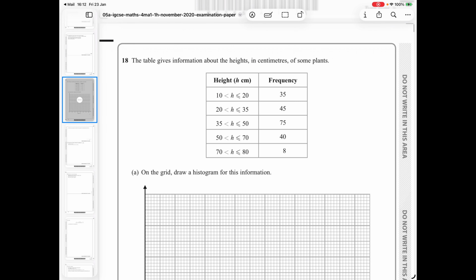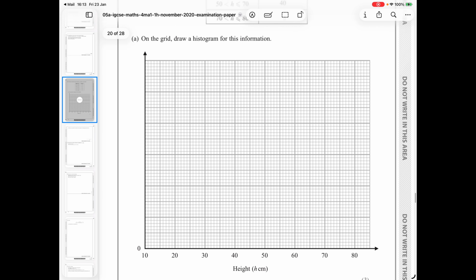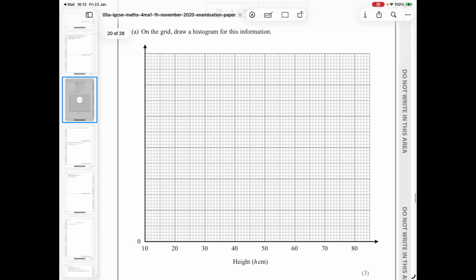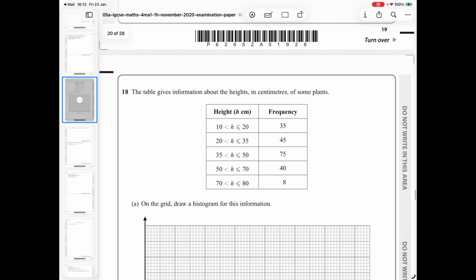We are looking at a histogram table, and the table gives information about the heights in centimetres of some plants. In order to draw a histogram, as you might notice, we don't actually have a scale at the side. So what we need to do is, whatever the bar is, if it's 10 at the bottom and it's 35, the area is 35, so it means the side has to be 3.5. So 10 to 20, that's 10 centimetres difference.